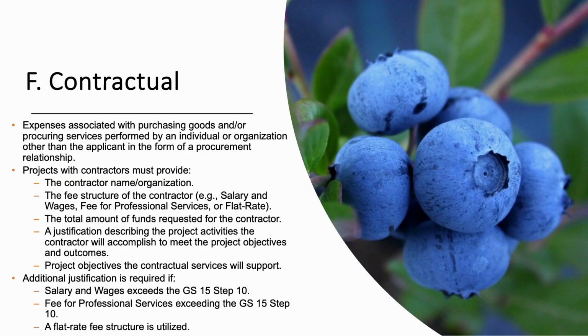Category F is for expenses associated with purchasing goods and/or procuring services performed by an individual or organization other than the applicant, in the form of a procurement relationship. Projects with contractual costs must provide the following: the name of each contractor, the fee structure for each contractor, for example, salaries and wages, fees for professional services, or a flat rate, and the total amount of funds requested for each contractor.